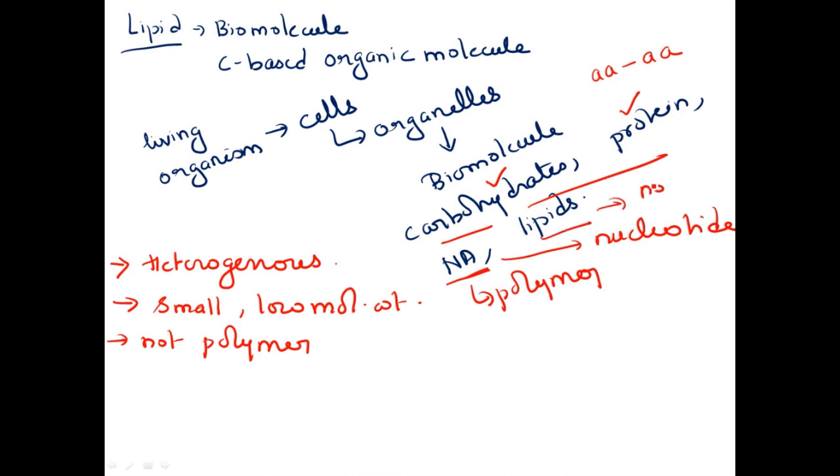But lipid is not a polymer. When we see lipid, we have fatty acids that are associated with lipid, but they will not join in a chain form to form a polymer. So lipids are not a polymer of fatty acid, they are associated with fatty acid. We can define lipid as an organic substance, because it contains carbon and carbon-hydrogen bonds, and they are insoluble in water.